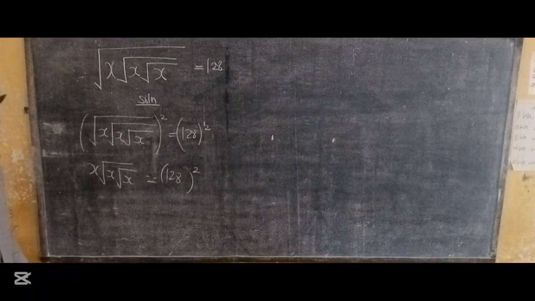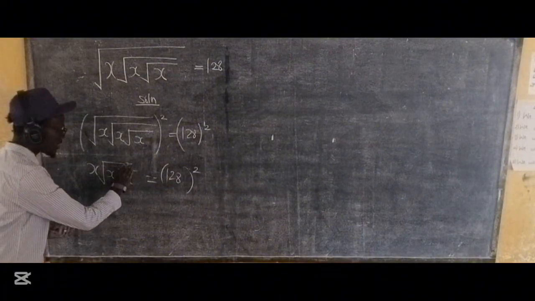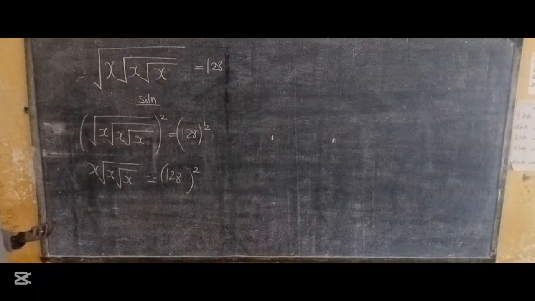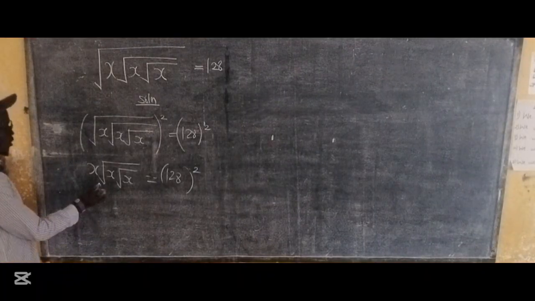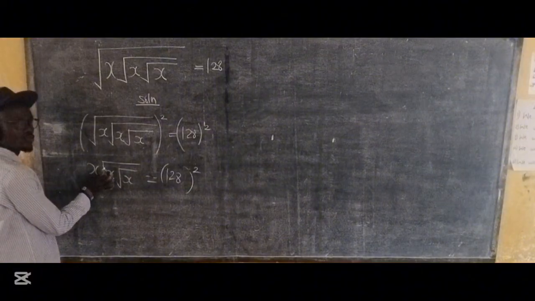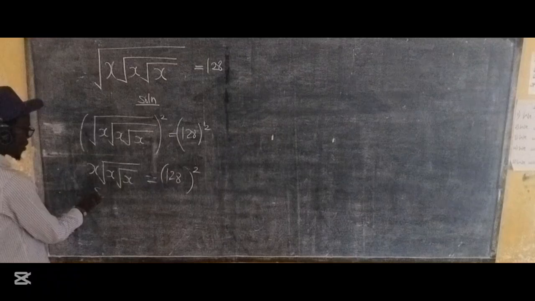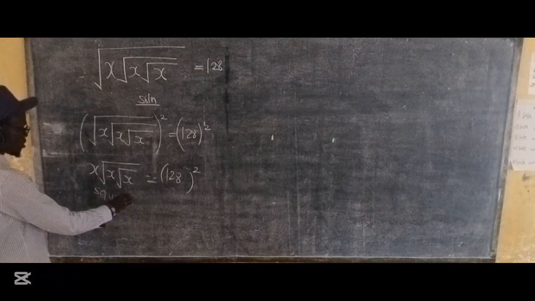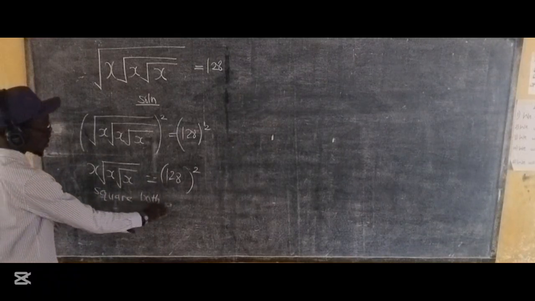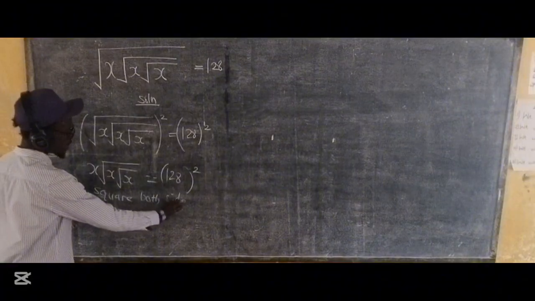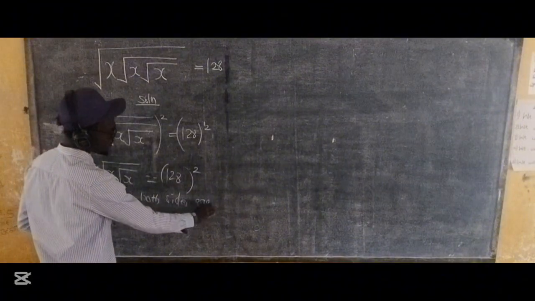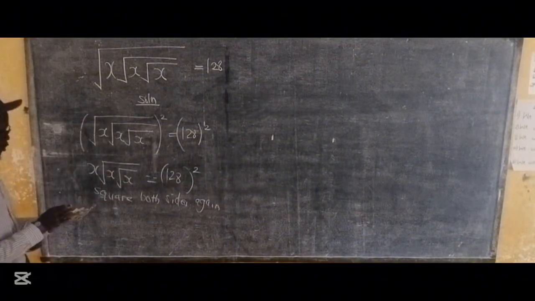Now, from this point also, we are going to square again, for us to get rid of this other square root. Now, if you square both sides again, this is what you're going to have.